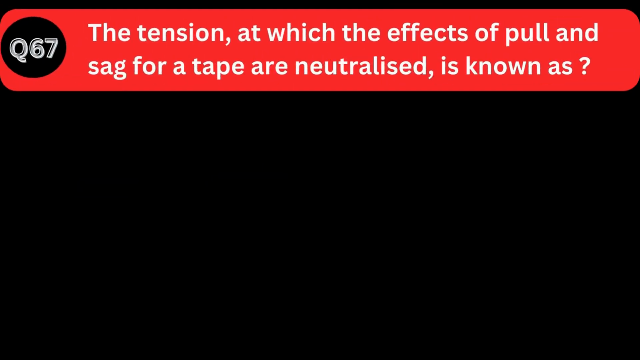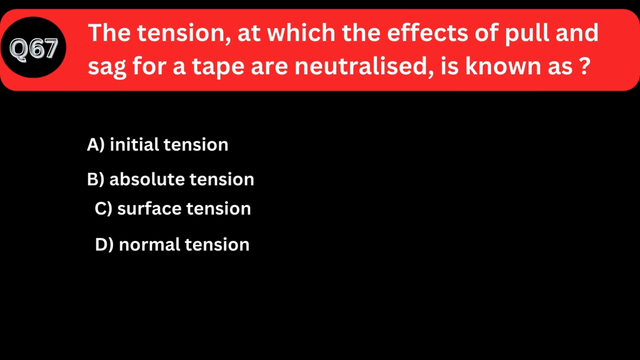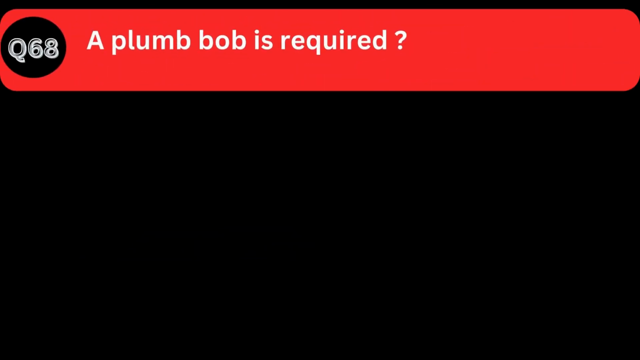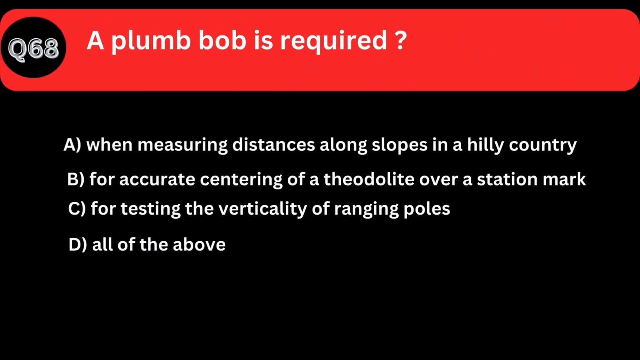The tension at which the effects of pull and sag for a tape are neutralized is known as. Options: A. Initial tension. B. Absolute tension. C. Surface tension. D. Normal tension. Answer: D. Normal tension.